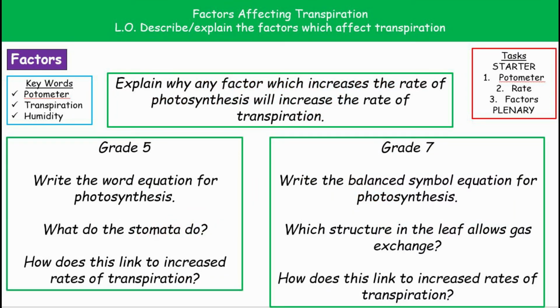Last thing to do today then is have a go at answering this question. Explain why any factor which increases the rate of photosynthesis will increase the rate of transpiration. To help you out with getting your answers to the right place, those of you aiming for up to grade 5, you've got some hint questions in the left hand box. Those of you aiming for above grade 5, particularly the 7+, it's the 3 on the right. Make sure you've included those in your answers. I'll leave this up for about 3 minutes today, but as always, if you need longer, just hit pause and take as long as you like on your plenary task.